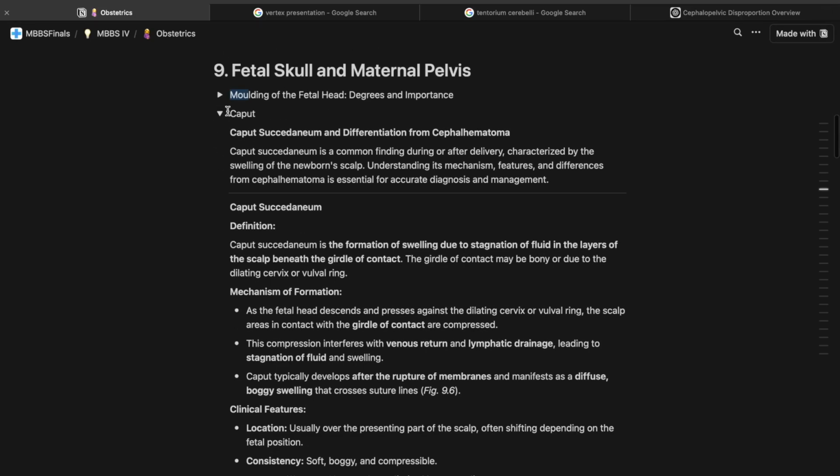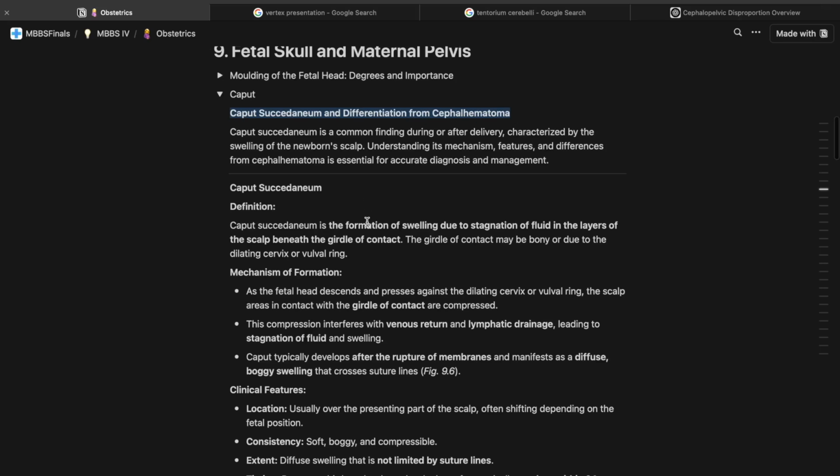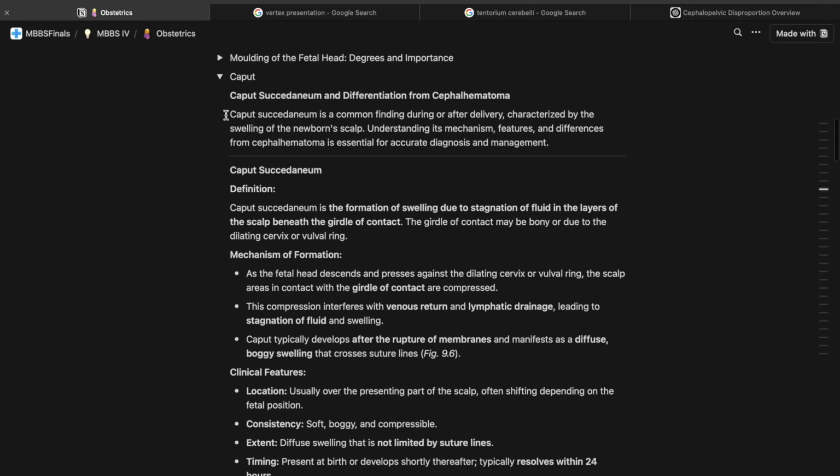Now coming to the caput. So caput is the second one. Caput succedaneum and differentiation from cephalohematoma. Caput succedaneum is a common finding during or after delivery, characterized by swelling in the newborn scalp.